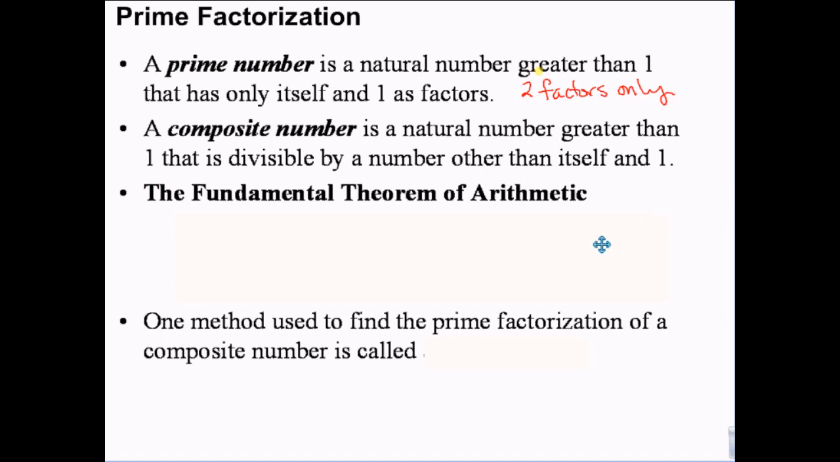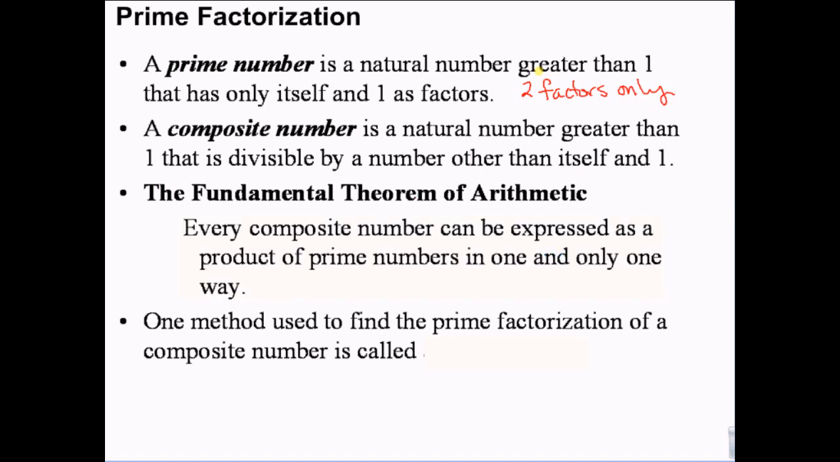There are theories in math that are called fundamental theorems, and the reason they're fundamental is because kind of everything else builds on them. We have the fundamental theorem of arithmetic, we have the fundamental theorem of calculus. We're not going to do that one, don't worry. The fundamental theorem of arithmetic tells you that every composite number can be expressed as a product of prime numbers in one and only one way. Essentially, like people, each number is unique.